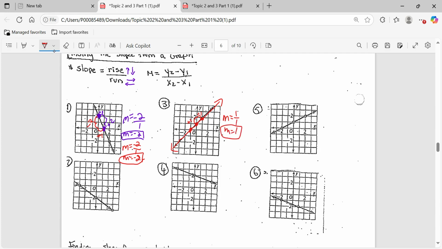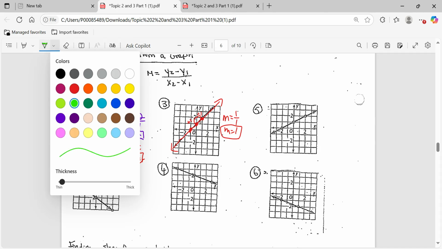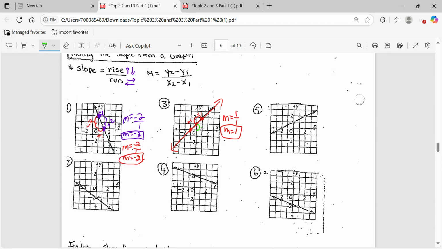If I was going the other way, I could say that this went down 1, which is negative 1, and then to the left 1, negative 1. So the slope is negative 1 over negative 1, which is the same as positive 1. Negative divided by a negative is a positive. I'm going to do number 5 with you, and then I'm going to let you try number 2, 4, and 6.